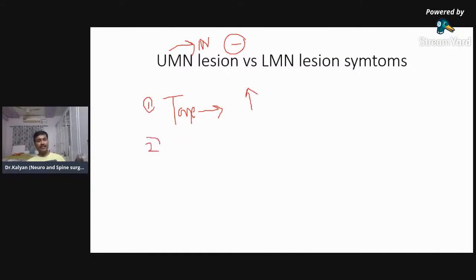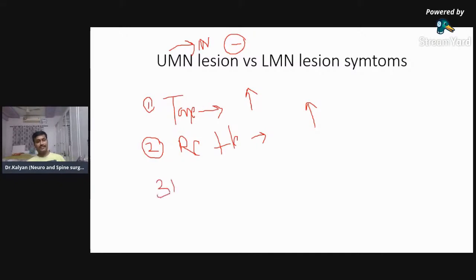Second one, what happens to reflexes? Reflexes become hyperactive. Whenever the tone increases, the reflex activity also increases.